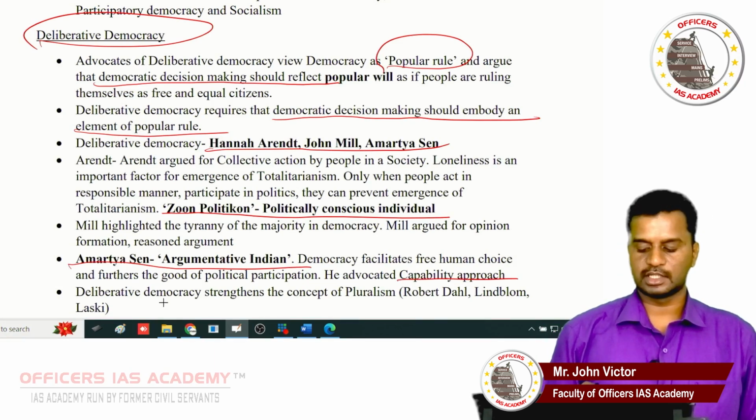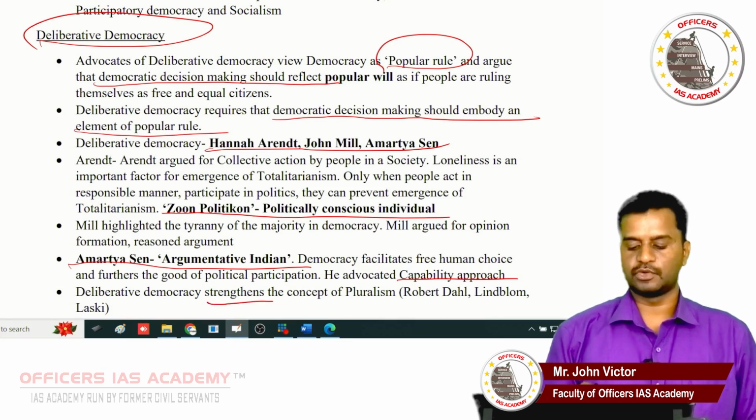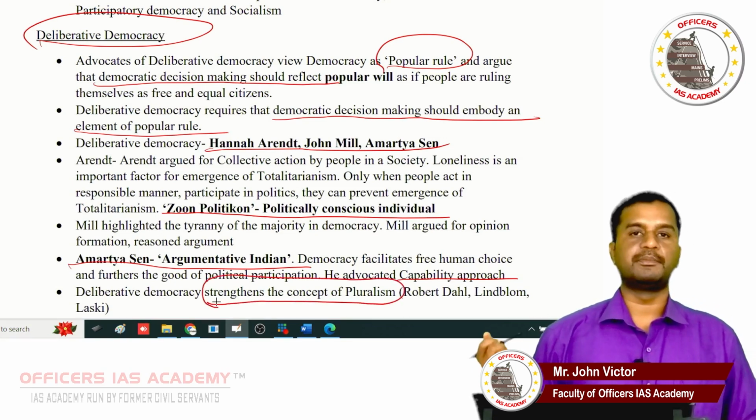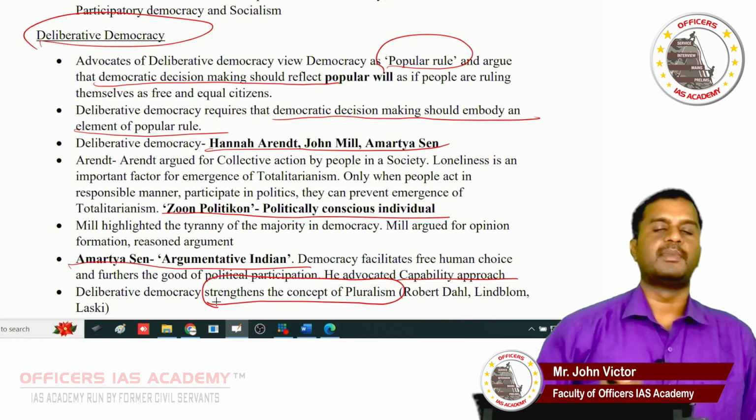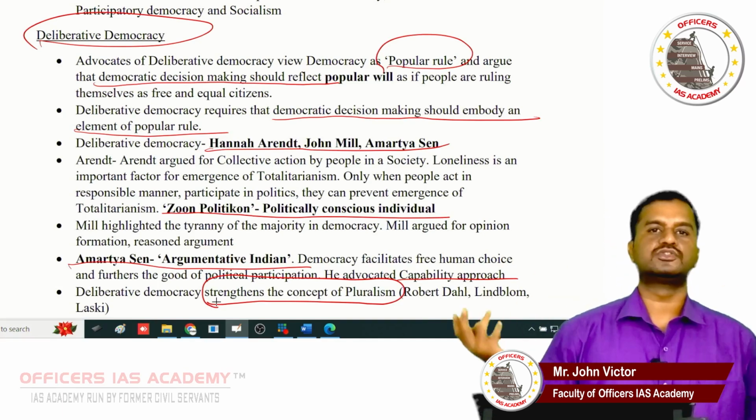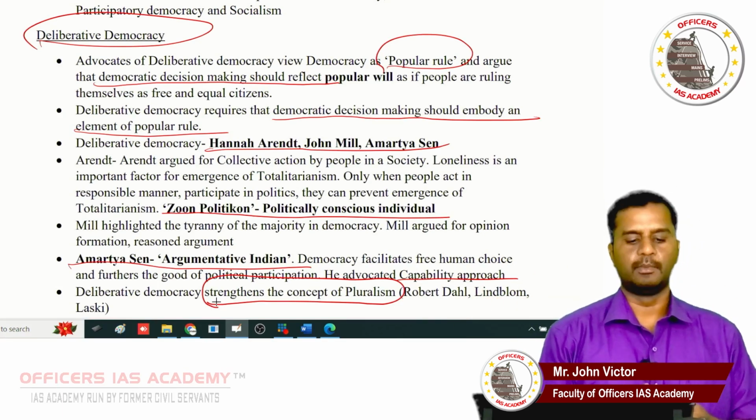Deliberative democracy also strengthened the concept of pluralism, which you already discussed. As more and more people engage in participating in democracy, it naturally leads to rule by the many, which is pluralism.